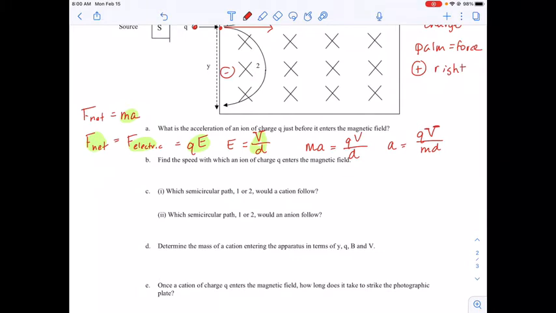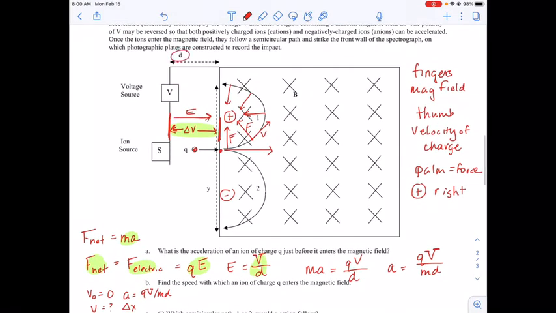Okay. Find the speed with which an ion of charge Q enters the magnetic field. So I'm going to assume that the initial velocity of this thing is 0. I'd like the final velocity. I have the acceleration from above, QV over MD. And D, the delta x up here, the delta x is this D.